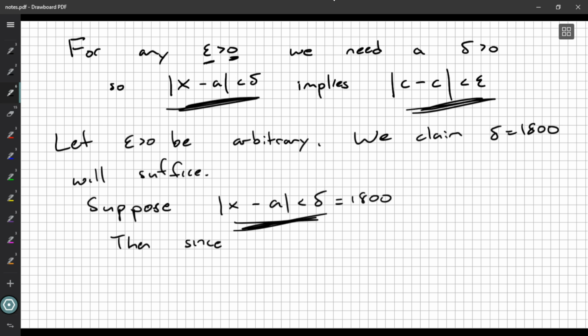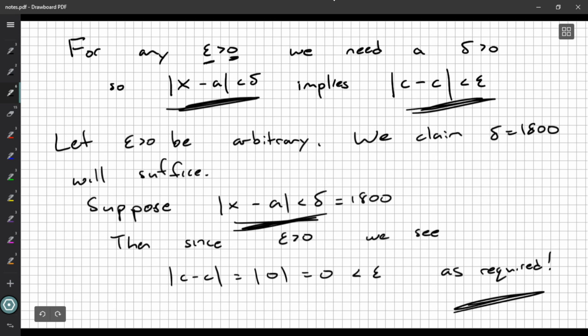Okay, so what we're going to do is we're going to say, since epsilon is positive, we see that c minus c in absolute value is just the absolute value of 0, which is less than epsilon. And that's what we needed to do. So that's it. Proof over. It really had nothing to do with the deltas, the x's. The limit of a constant function is just that value.